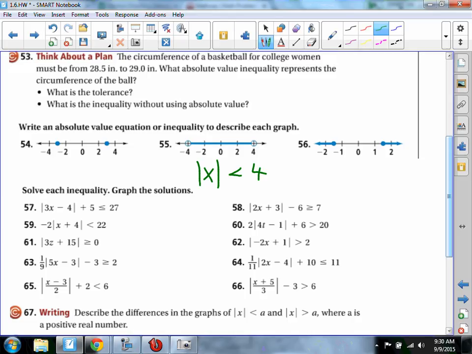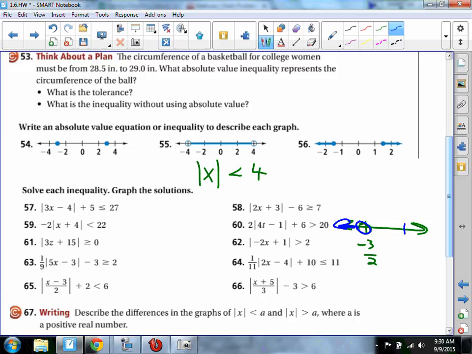For sake of time, I'm just going to read off the answers to the last ones. Number 60, we're going to have t is less than negative 3 halves.